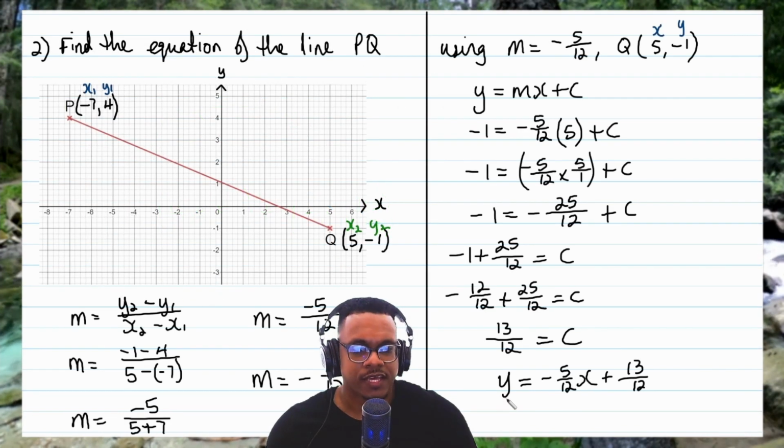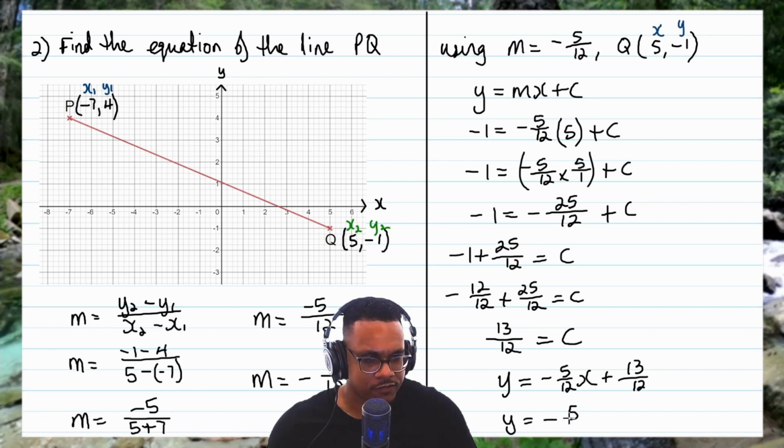Now the equation of the line could also be written as y is equal to negative 5 over 12x plus 13 over 12. Now I can convert this 13 over 12 and get 1 and 1 over 12. So my equation of the line would be y is equal to negative 5 over 12x plus 1 and 1 over 12.